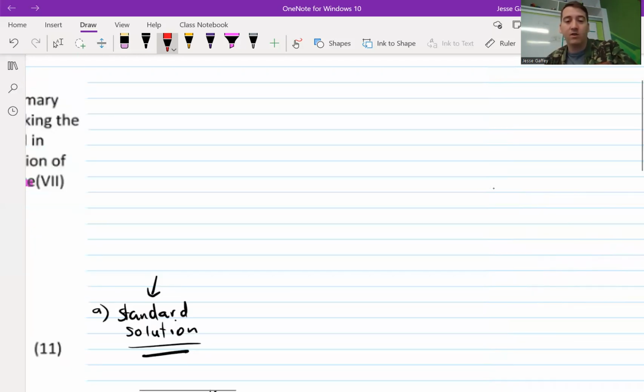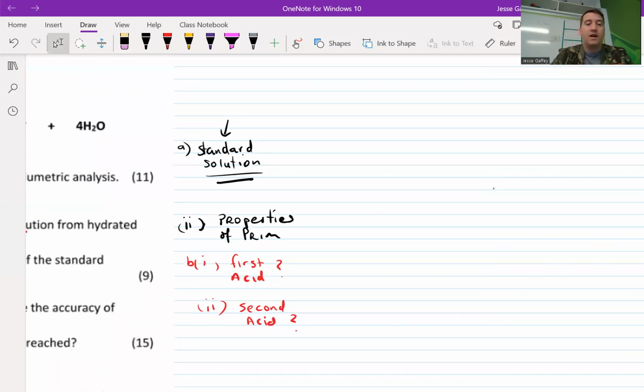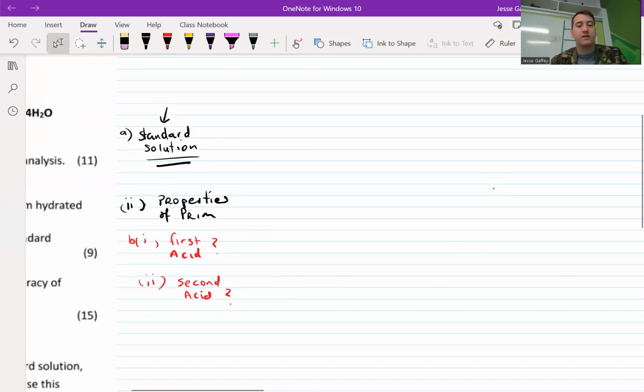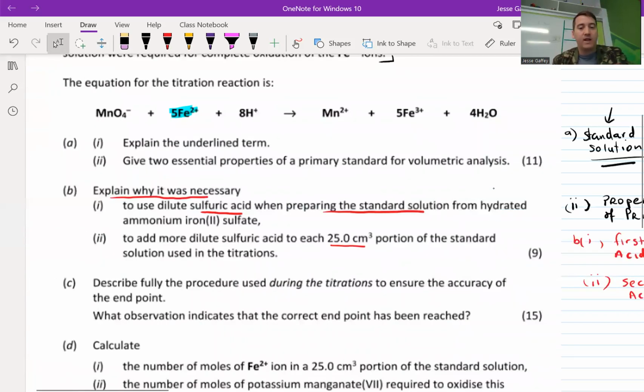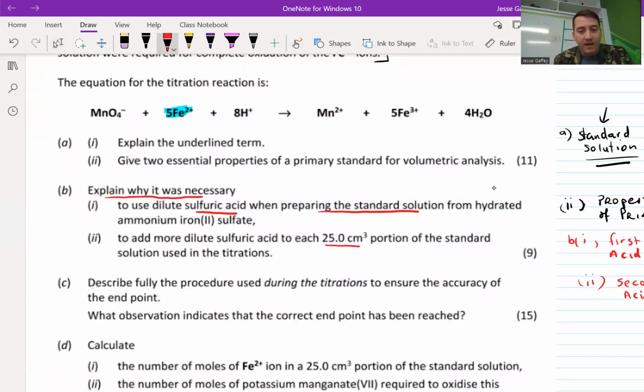So again, I always suggest self-quizzing using flashcards and quizzes, all right? So that's the second, that's the 2 reasons why I added acid. Let's move on. Part C, describe the procedure fully used, and this is a key bit.